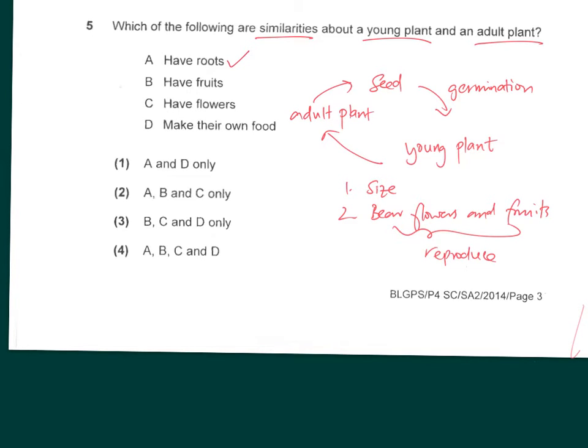True. Now, not both of them have fruit. As I've just mentioned, the adult has got fruit, but the young plant does not. So option B is out. Option C is also out. And option D, able to make their own food. Yes, both young plant and adult plant are able to make food because they have leaves. As long as they have their own leaves, they are able to make their own food. So option A and D are okay. So answer has to be 1.